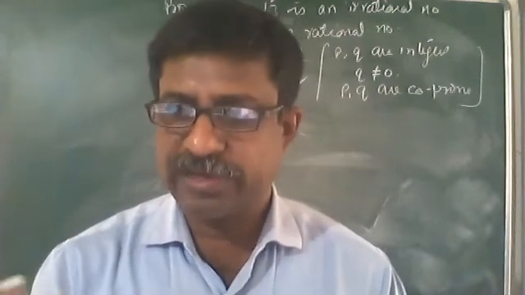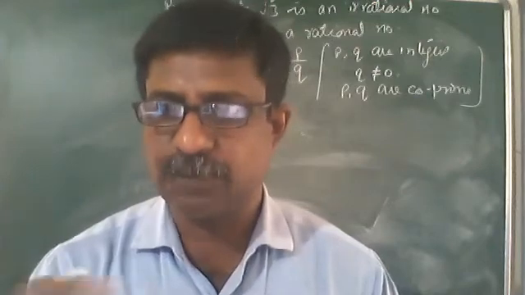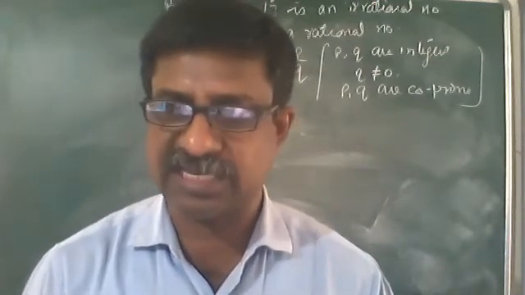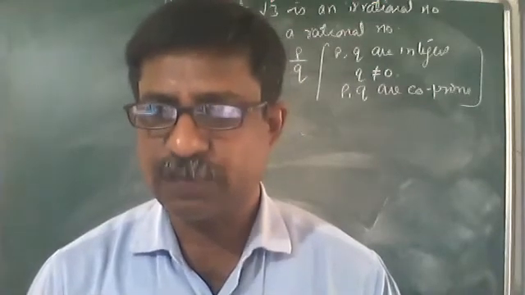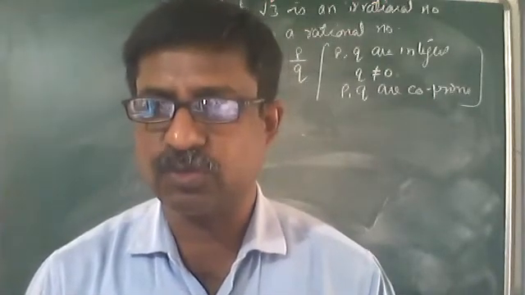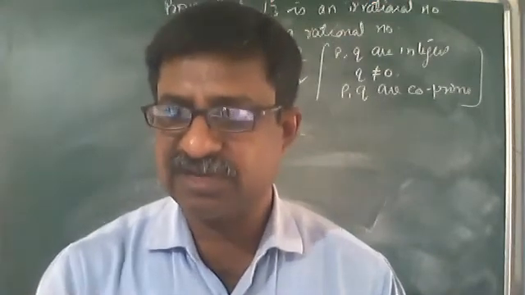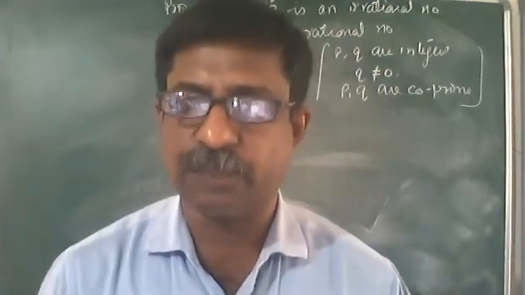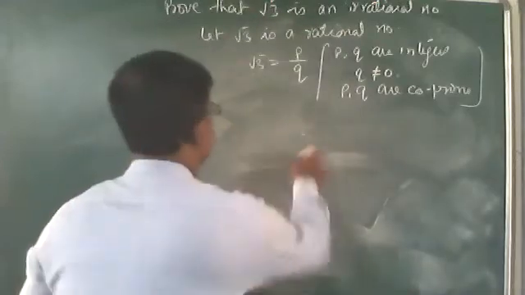हमको root 2 को irrational बताना था, तो irrational बताने के लिए हमने just opposite consider कर लिया. Suppose root 2 irrational नहीं है, क्या है ये? Rational है. Rational है तो इसको p upon q form में लिख सकते हैं. p q दोनों integers होंगे. q is not equal to 0. And the last one which we have included, that is p q are co-prime. ये हमने पढ़ा हुआ है.